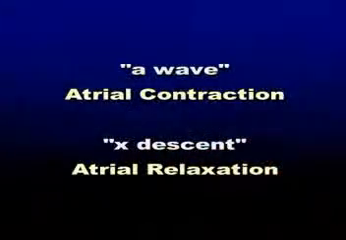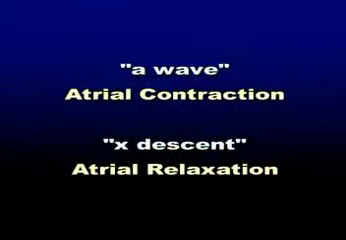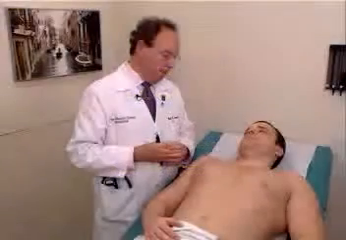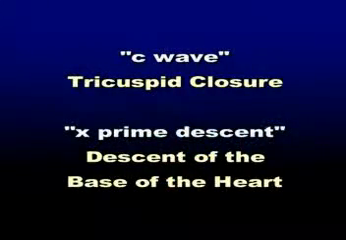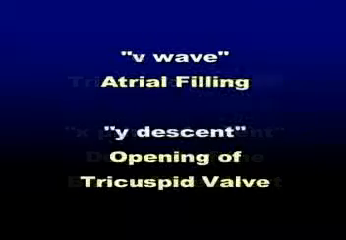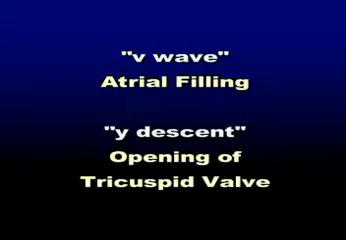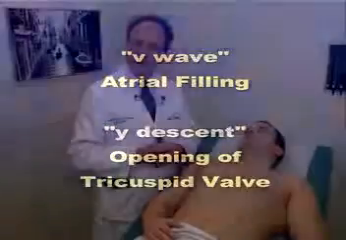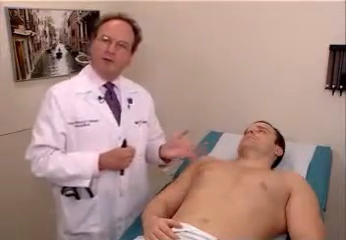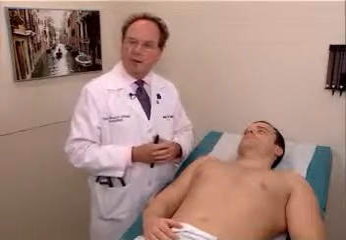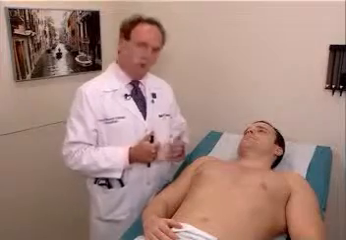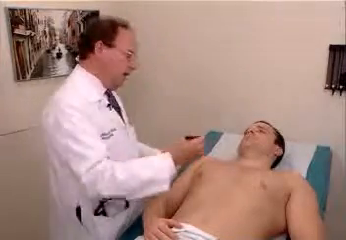You'll remember that the A wave is related to atrial contraction. The X descent is the relaxation of the atria. The C wave is closure of the tricuspid valve, the X prime descent, which is descent to the base of the heart, and the V wave is atrial filling, which culminates with the Y descent, which is when the tricuspid valve opens. Any abnormality of the valves or compliance of the valves or of the ventricle will give you an abnormality of these particular waveforms. So they're really very important to evaluate, and they're done in this manner.